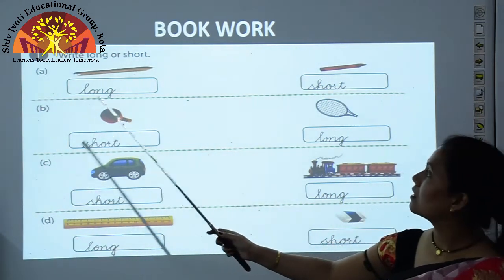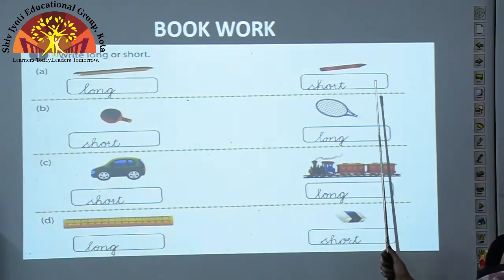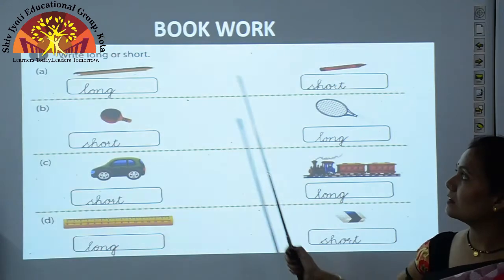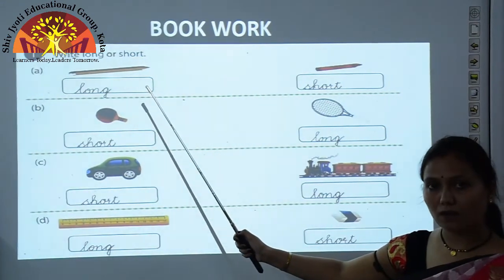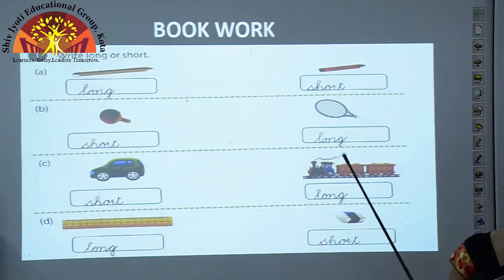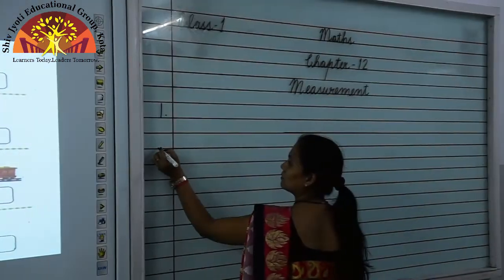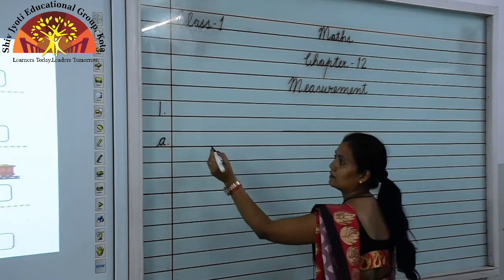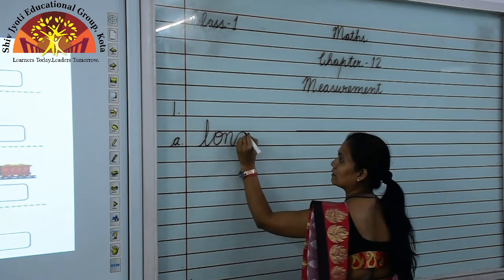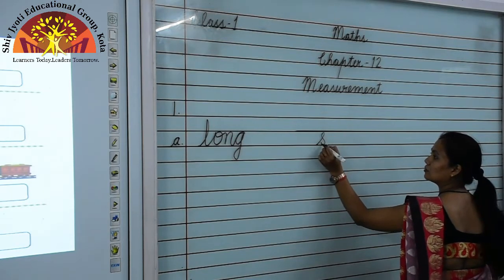A. This is a picture of a pencil and this is a crayon. So here you can see which one is long. This pencil is long and crayon is short. So you can write down from here, first is long, and crayon is short.